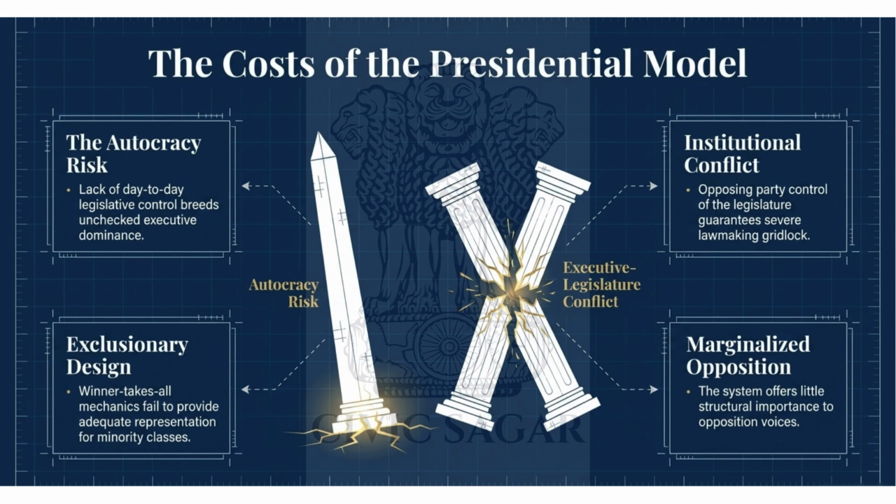Without day-to-day legislative oversight, the presidential system can lean heavily into autocracy, giving rise to unchecked executive dominance. Its winner-takes-all design can easily exclude minority voices, leaving opposition factions completely marginalized. Worse, if an opposing political party wins control of the separate legislature, the two branches smash directly into one another, creating total, paralyzed institutional gridlock.